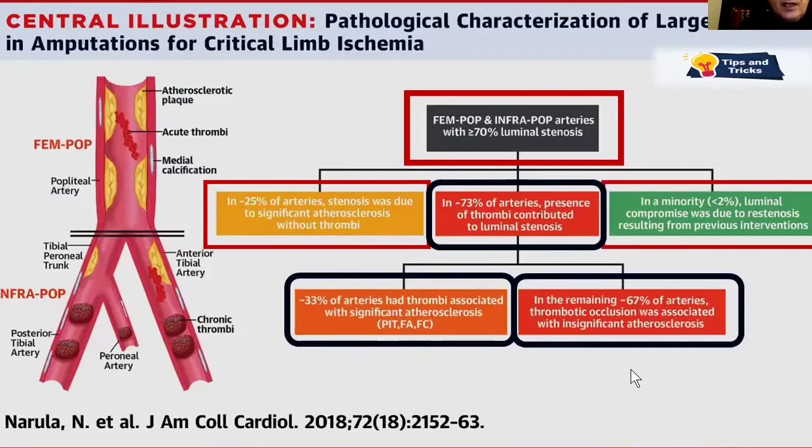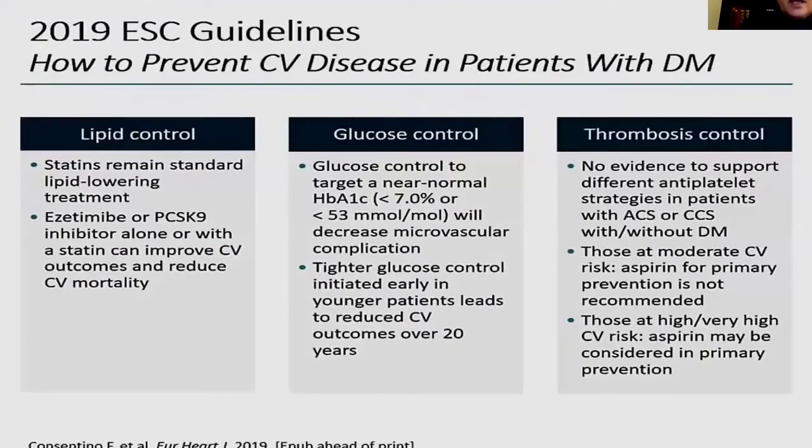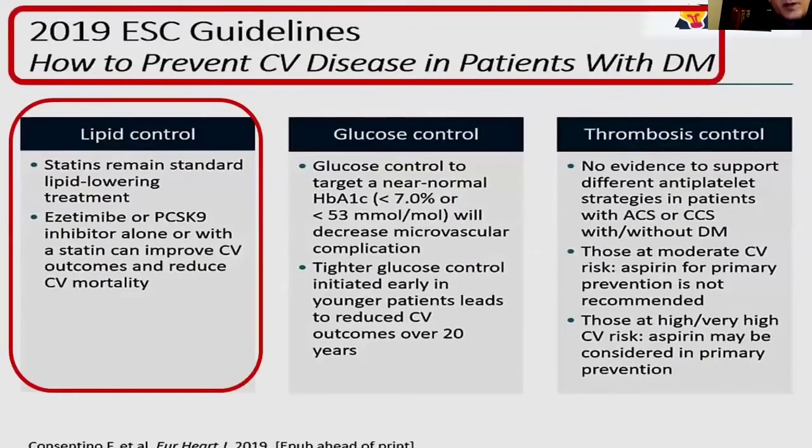In the guidelines recently, last year, how to prevent cardiovascular disease in patients with diabetes mellitus. First of all, lipid control. The statins remain standard lipid lowering and should be given as high intensity statin. Ezetimibe can be added, or a PCSK9 inhibitor, alone or with a statin, can improve cardiovascular outcomes and reduce cardiovascular mortality.